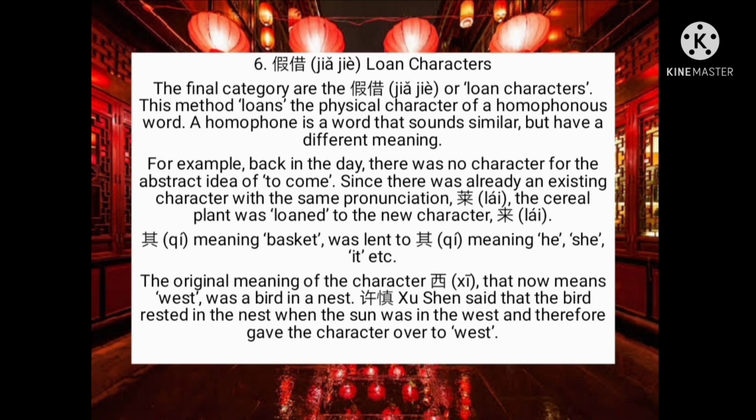Lai, the cereal plant, was loaned to the new character Lai. Ji, meaning basket, was lent to qi, meaning he, she, it. The original meaning of the character xi, that now means west, was a bird in a nest. Xu Shen said that the bird rests in the nest when the sun was in the west, and therefore gave the character over to west.